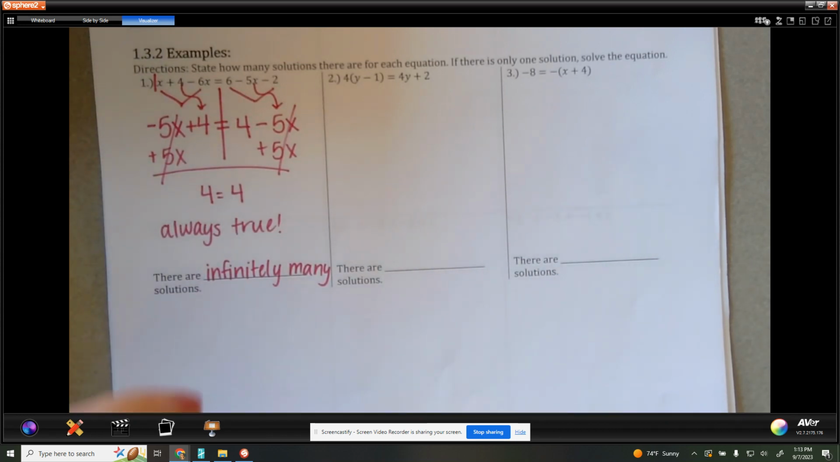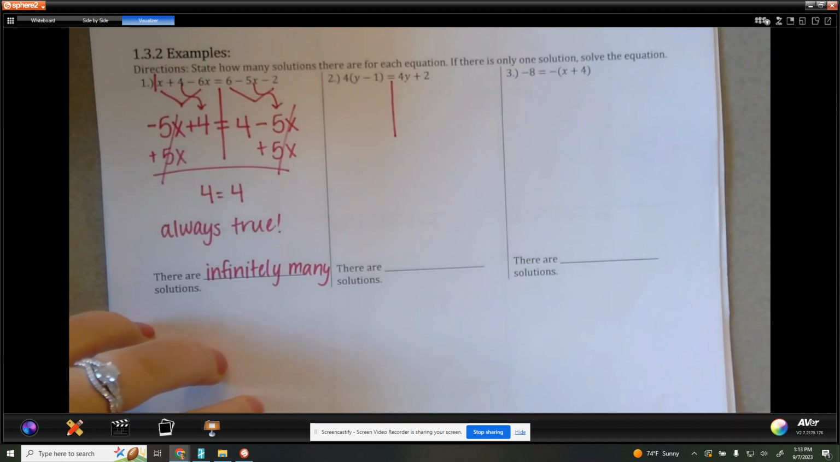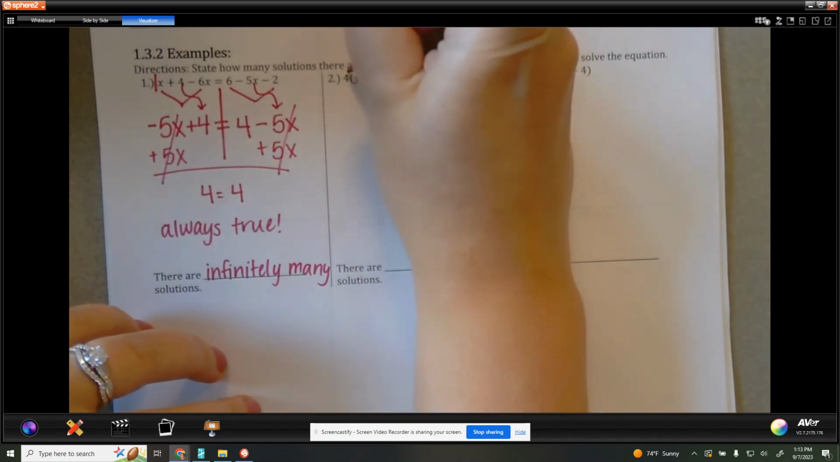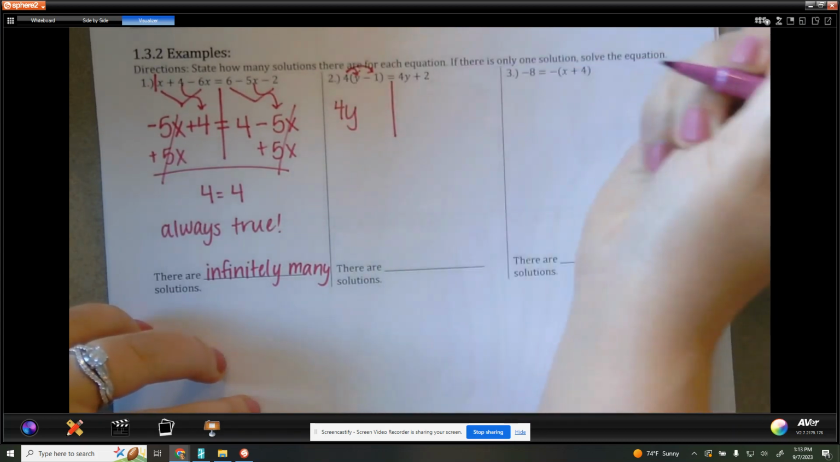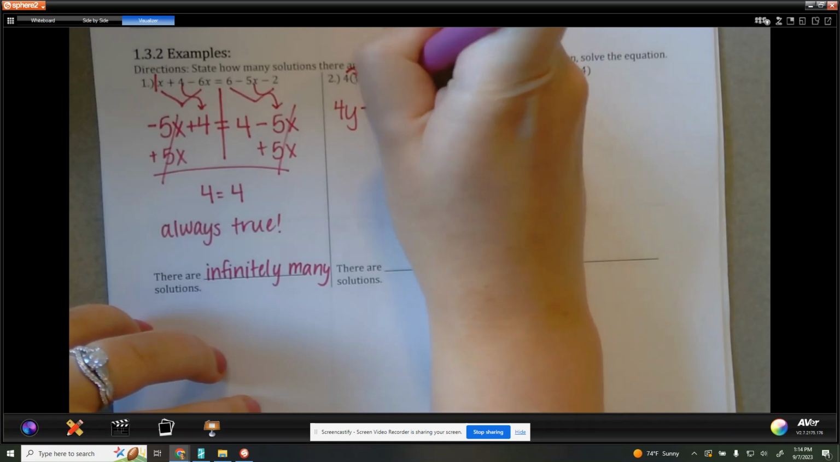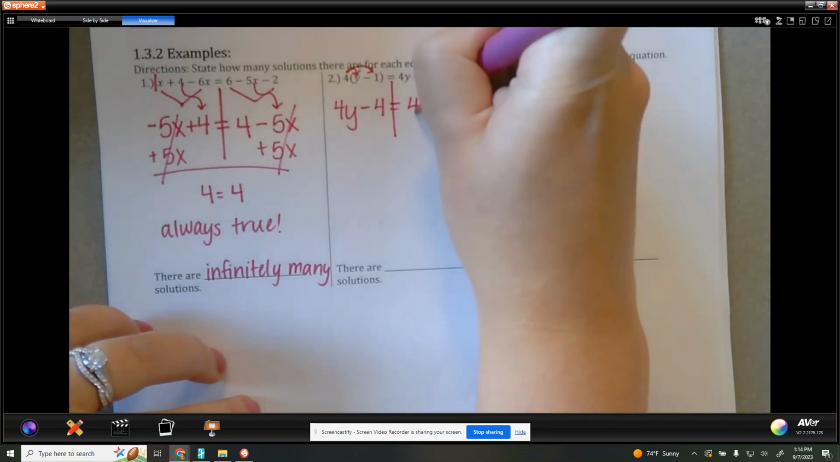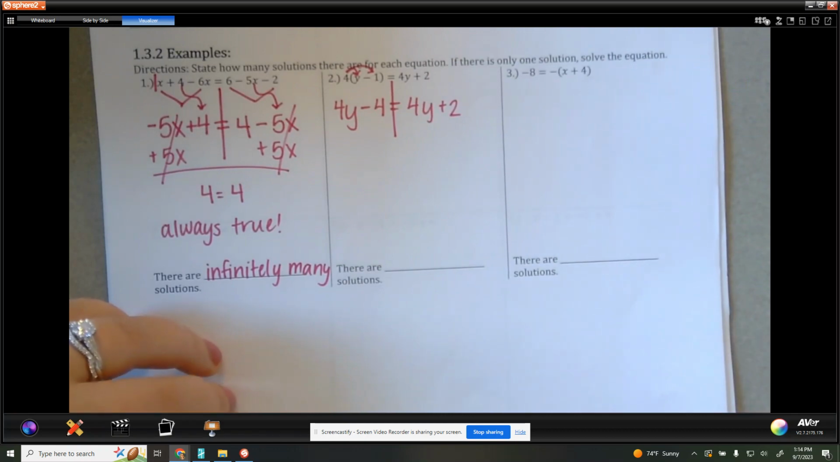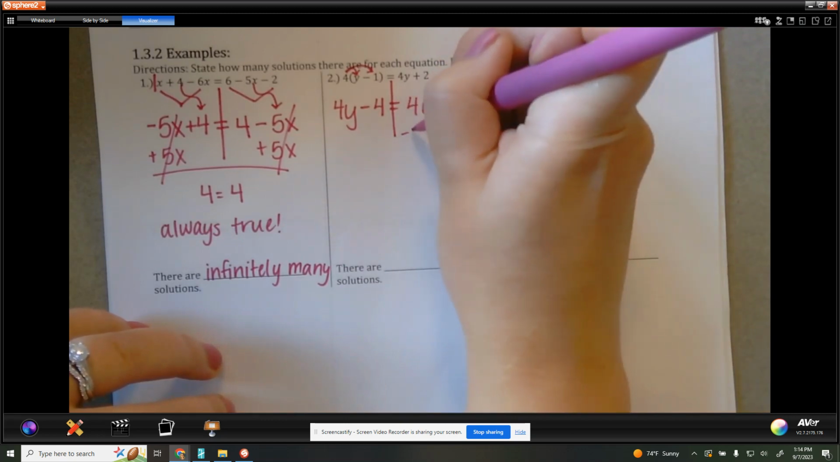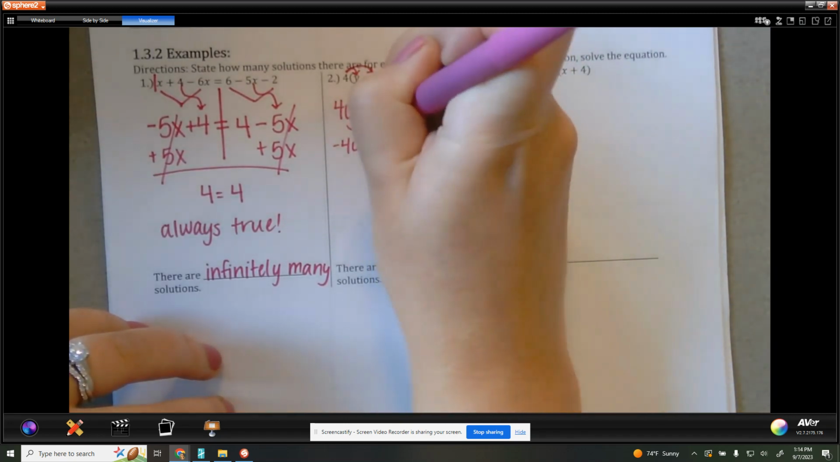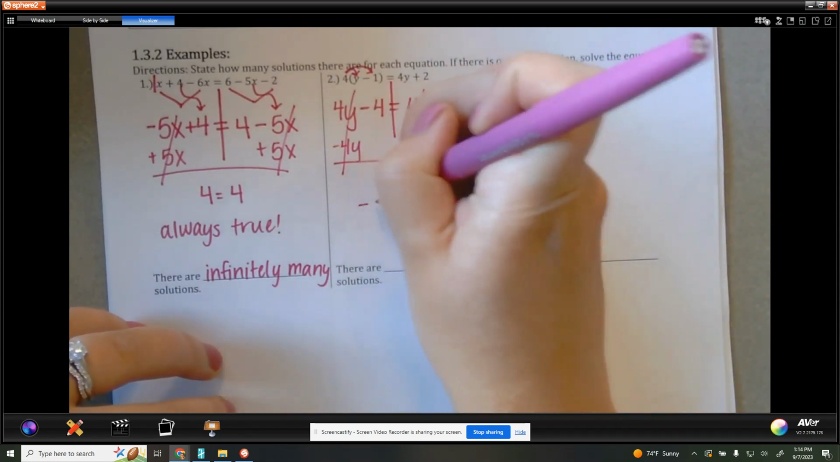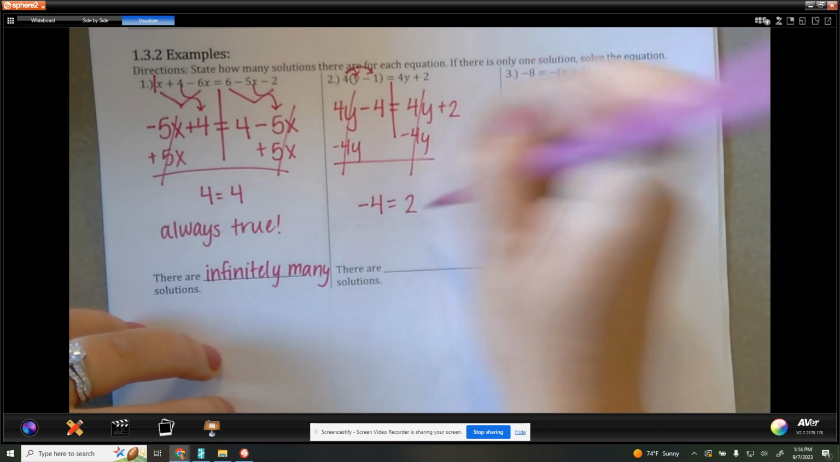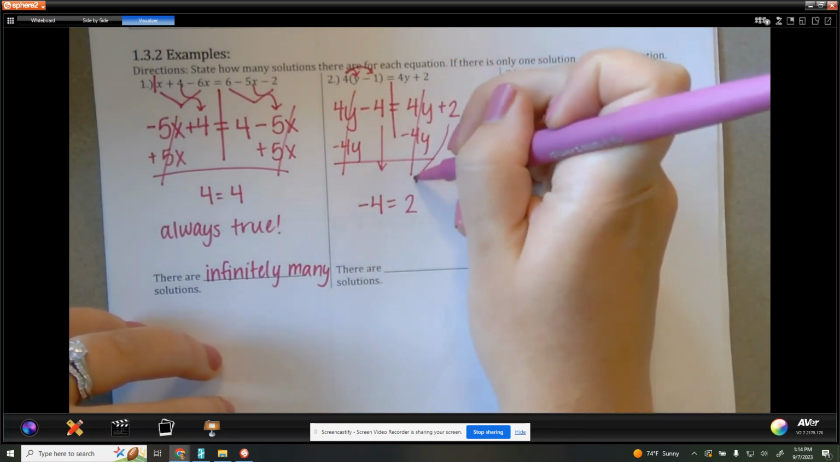Number 2. Here we go. First step, we're going to distribute. So I'm going to start with this 4 out here. All right, so we can do 4y when we multiply those, and then 4 times negative 1 is negative 4 equals 4y plus 2. And you might already be able to see that this is not looking right. This is not matching up, but let's get rid of these variables just to make sure. Subtract the 4y from both sides. These are gone. So now we get negative 4 equals a positive 2.